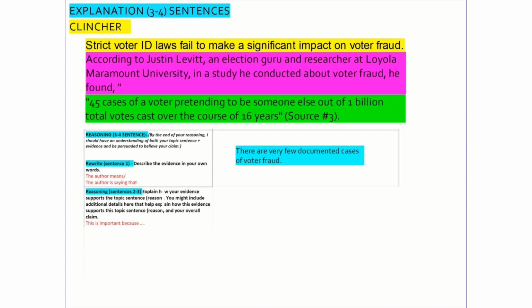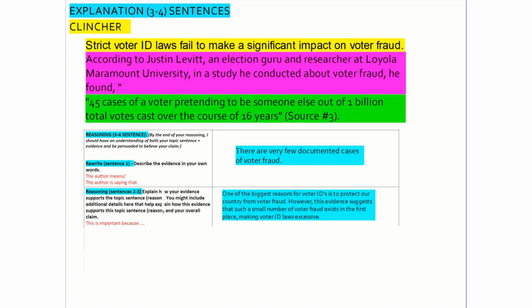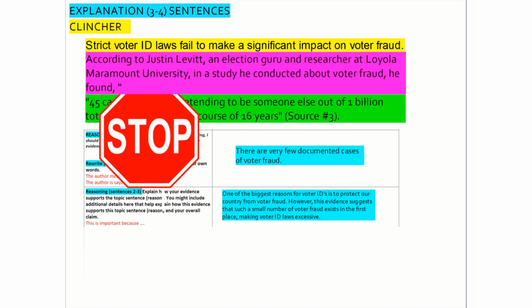So I'm looking at my evidence and I'm looking at my claim. My claim says that voter ID laws fail to make a significant impact. And here I'm giving you a statistic showing you how it fails to do that. So I might say something like, this is important because, here's my example. One of the biggest reasons for voter IDs is to protect our country from voter fraud. However, this evidence suggests that such a small number of voter fraud exists in the first place, making voter ID laws excessive. So I want you right now to go ahead and stop, and you are going to write your reasoning.